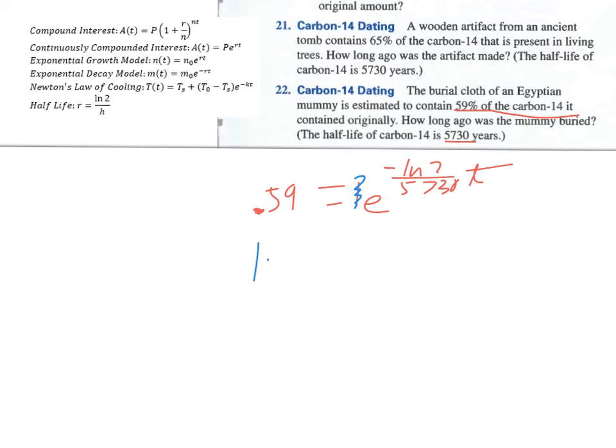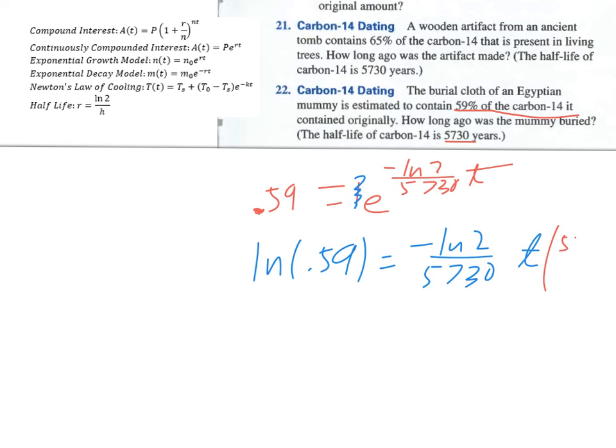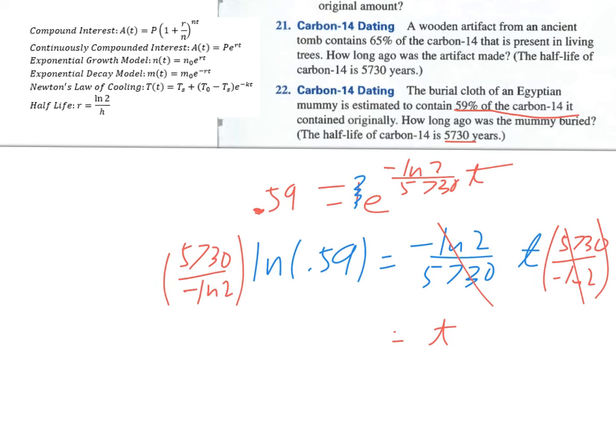Okay, so then we'll scribble this out, and then we'll switch this into log form. So ln of 0.59 equals this whole exponent, which is no longer an exponent. And then I'll just multiply by the reciprocal here, 5730 divided by negative ln2 to both sides. All right, we'll cancel that out, and t equals 5730 divided by negative ln2 times ln of 0.59, and so that'll be 4361.75 years.